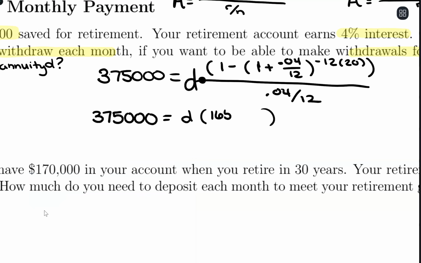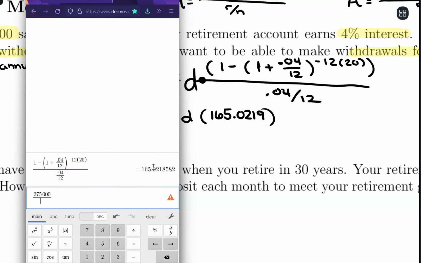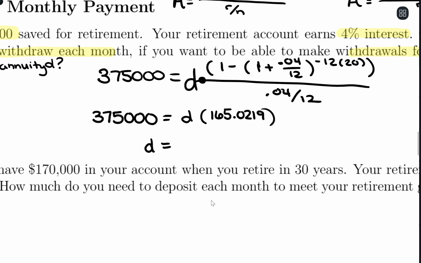And actually, the more accurate we can be, the better. So while I'm going to write that on my paper, I'm going to actually use that exact amount from the calculator. Because now what we have is D times that 165. So what we're going to do is divide both sides by that 165 number. So really what I can do is in my calculator, I'm just going to take 375,000 divided by, and then that answer to the question up there. So I'm going to use the answer button so it'll copy and paste for me. So $2,272.43.